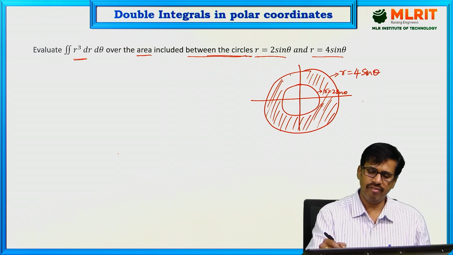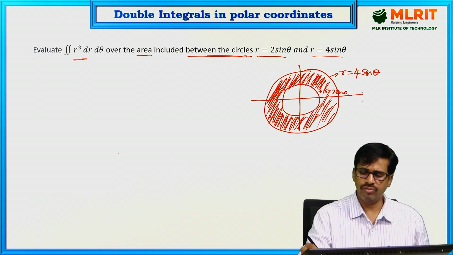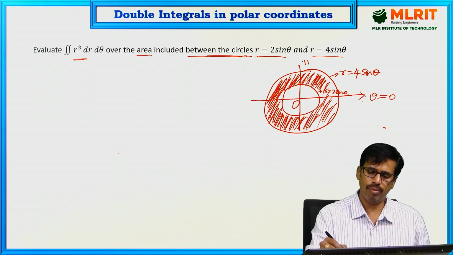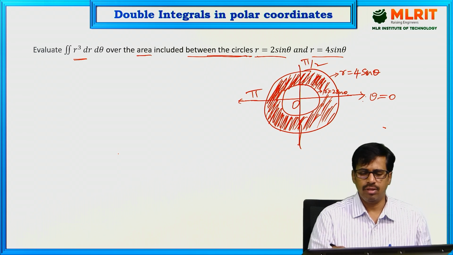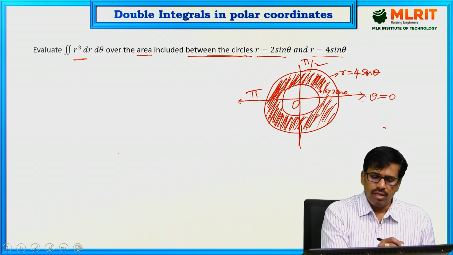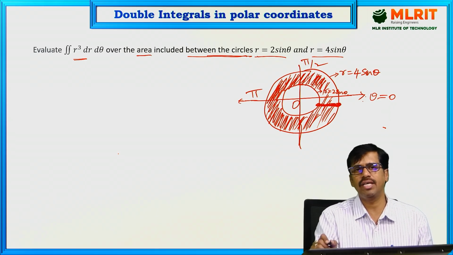So first we have to identify the region of integration. This is the complete region of integration, the area we have to find between these two circles. This is the origin, of course this is theta equal to 0, this is theta equal to pi by 2, this is theta equal to pi, and so on. Between these two circles I want this area. So r equal to 2 sin theta is this point and r equal to 4 sin theta is this point. So we have to write r limits in terms of theta.